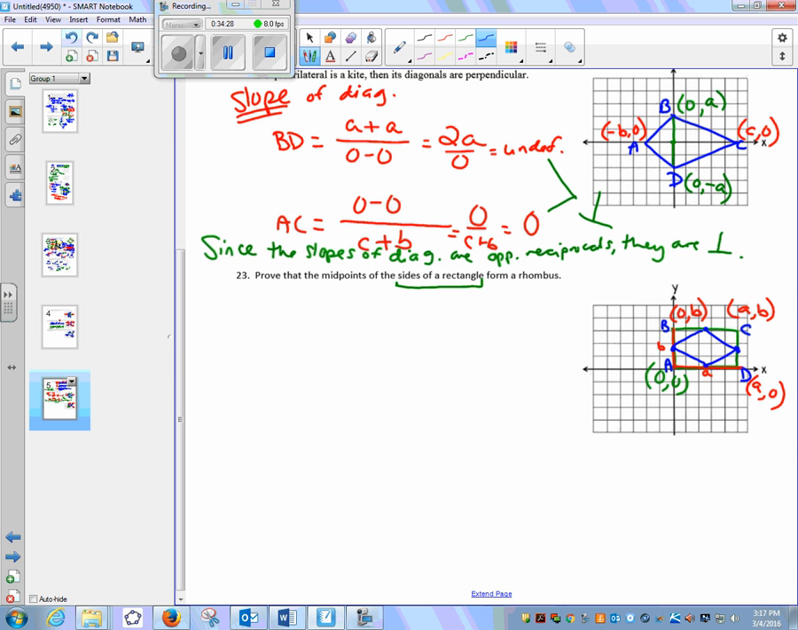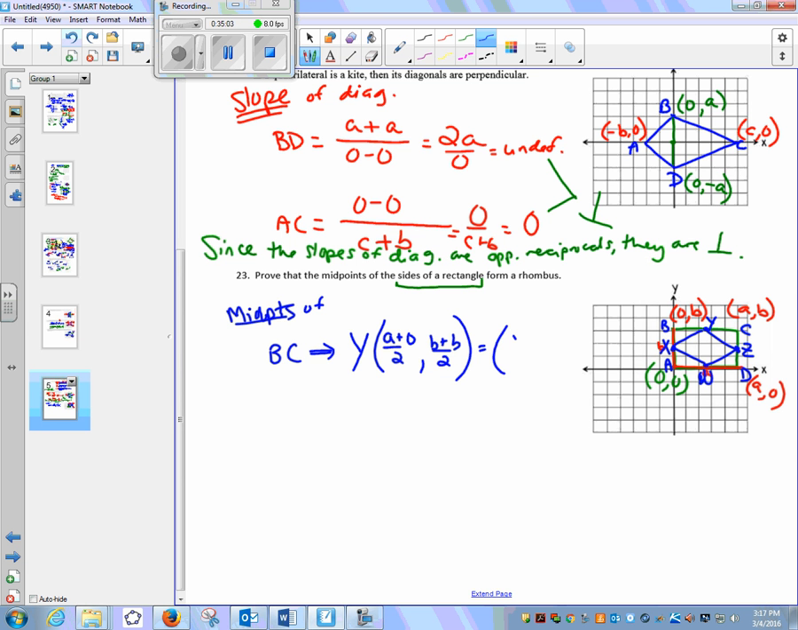And see if this is a rhombus. So let's call these X, Y, Z, W. All right, so I need the midpoint of BC. I'm going to call that point Y. Midpoint of BC, I'm using the coordinates for B and C, A plus 0 over 2, and B plus B over 2. Midpoints.